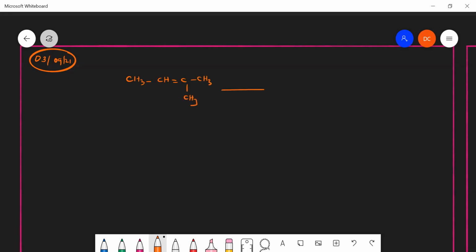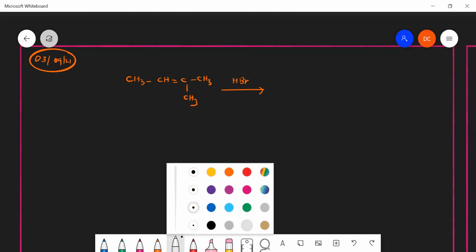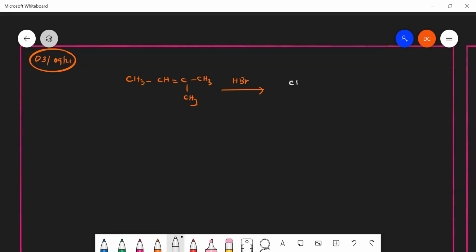If this compound is reacting with HBr, what kind of product can I get? Can you hear me? Yes, sir. Sir, is it CH3, CH2, CBr, CH, and CH3? CH3, CH2, and CH2, CH. So there will only be CH, sir. CBr. Okay, good.